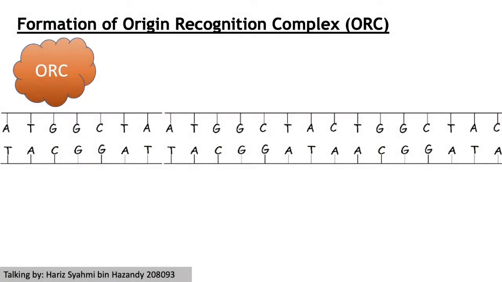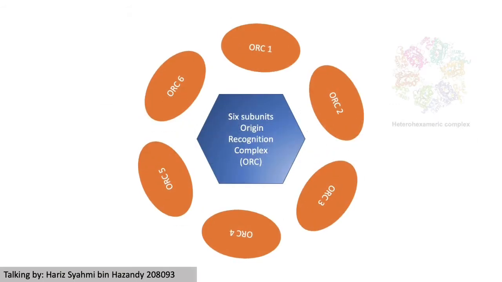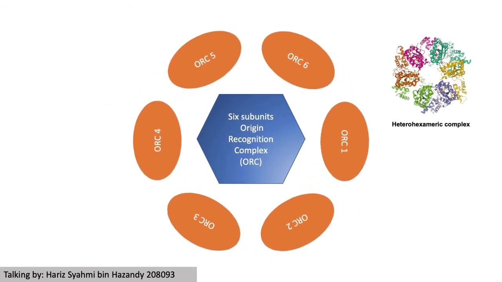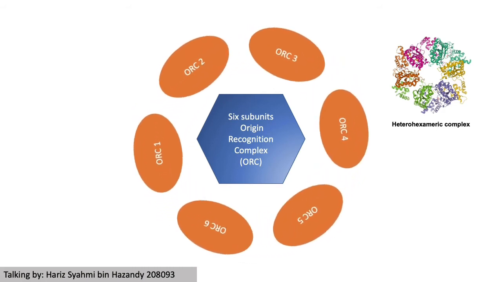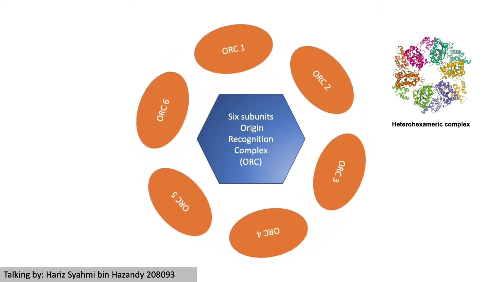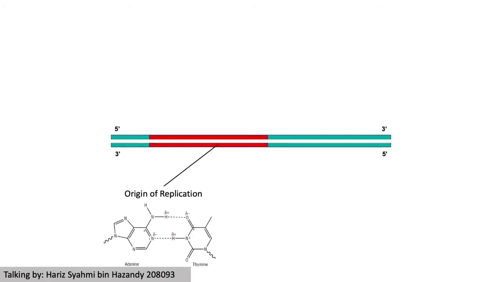The initiation of DNA replication starts with the formation of the origin recognition complex. The ORC is a heterohexameric complex of 6 protein subunits, denoted as ORC1 to ORC6. Studies in yeast indicate that the ORC binds to a certain region on the DNA strand called the origin of replication, which specifically contains high concentrations of adenine and thymine nucleotides.